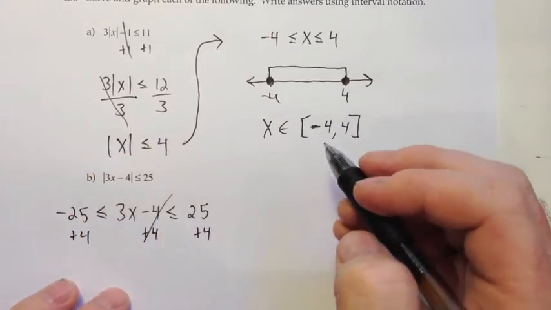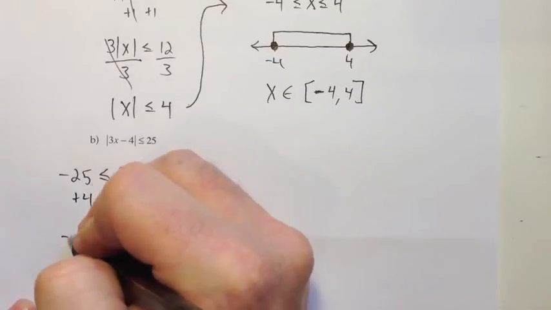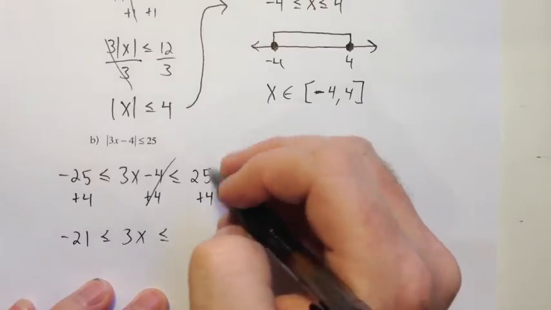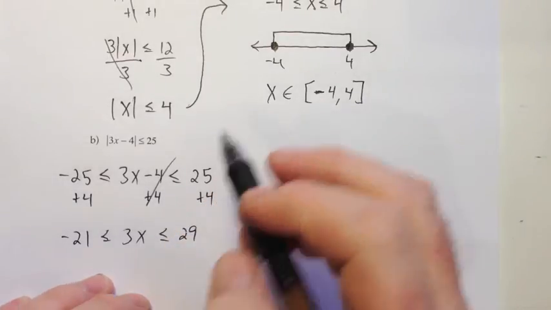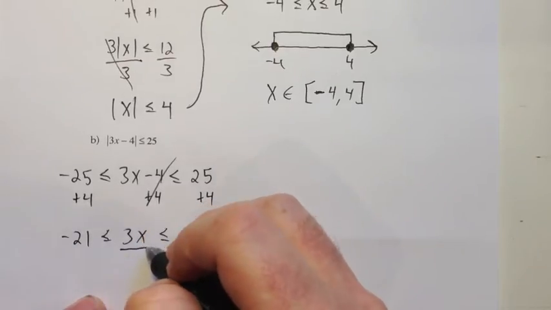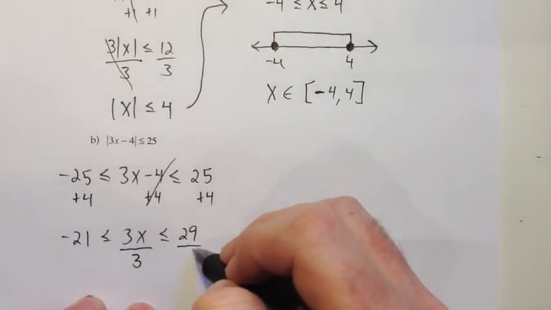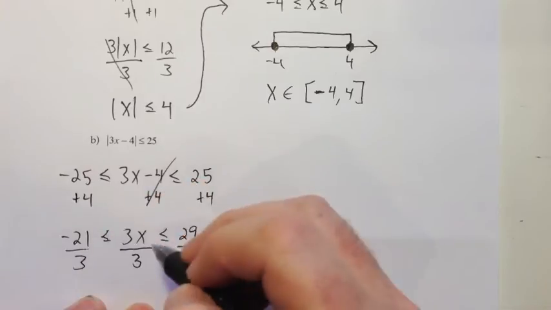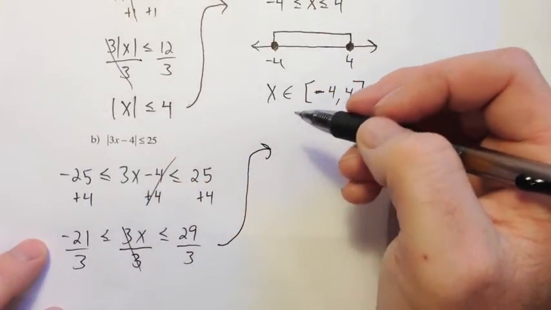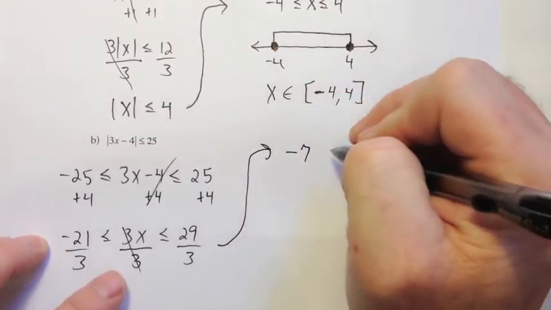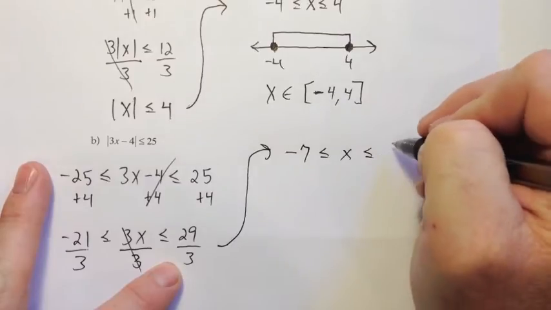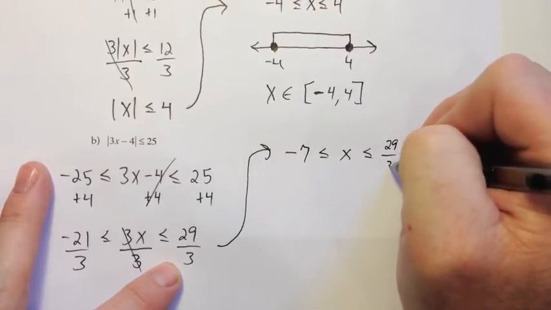So that cancels it in the middle, and on the left I end up with negative 21, and on the right 25 plus 4 is 29. Still focusing on the x, trying to get that by itself, I'd want to get rid of that 3. It's connected by multiplication, so I would divide all three parts by that 3, which would cancel in the middle. And then just simplifying, negative 21 over 3 is negative 7, is less than or equal to x. And on this side I can't reduce it, so I'll just leave that as 29/3.